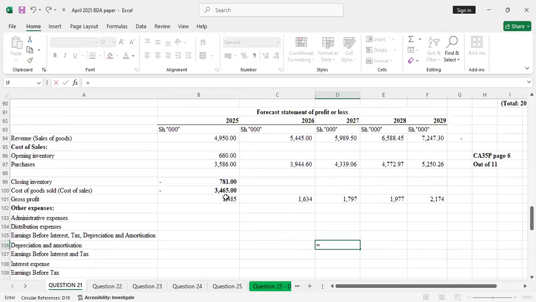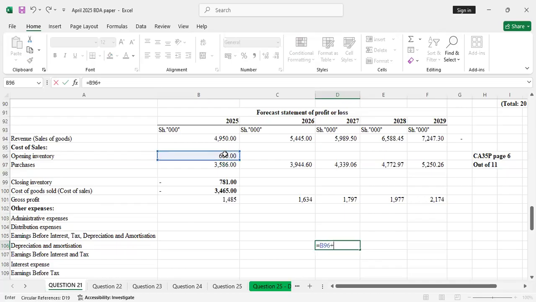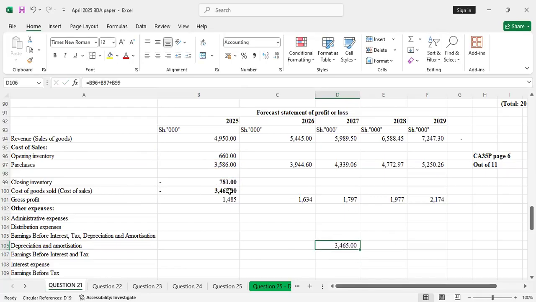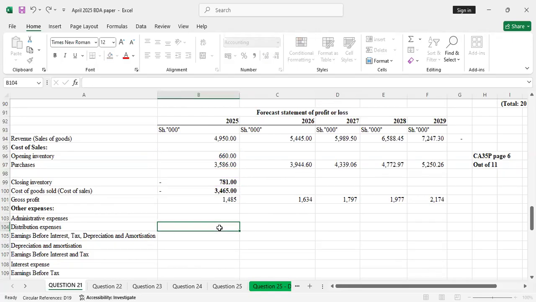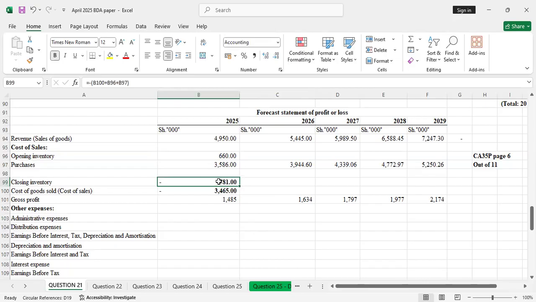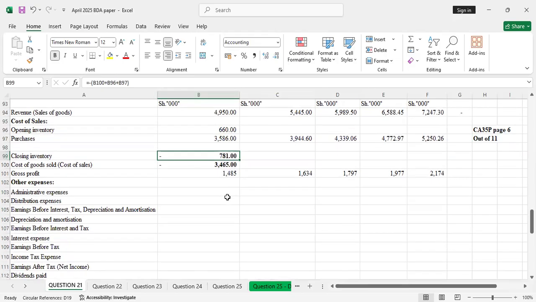That's how you reason by making this the subject of the formula. So cost of sales is opening inventory plus purchases less closing inventory. So I'll just say equals to this plus this. Now plus this, because it's already negative, I just add it, to mean minus. So to give you 3465. You see this one as the cost of sales. So that's correct, so I'll delete it. You just have to make this the subject to get the closing inventory. So once you're done with that, I'm done with that for the first year, that's 2025. So we continue. So we go to other expenses.